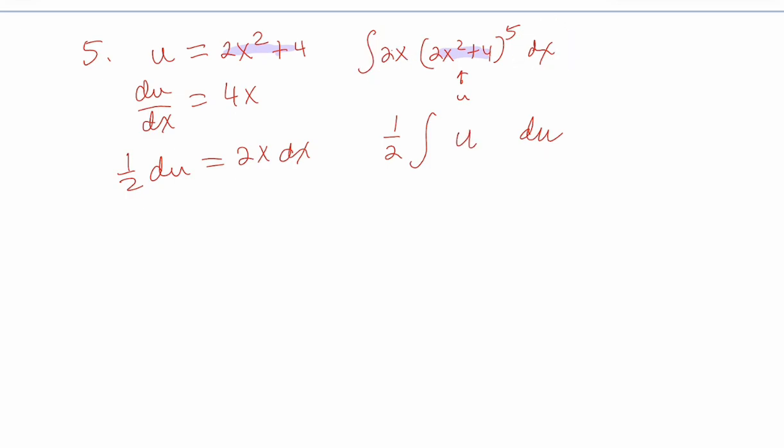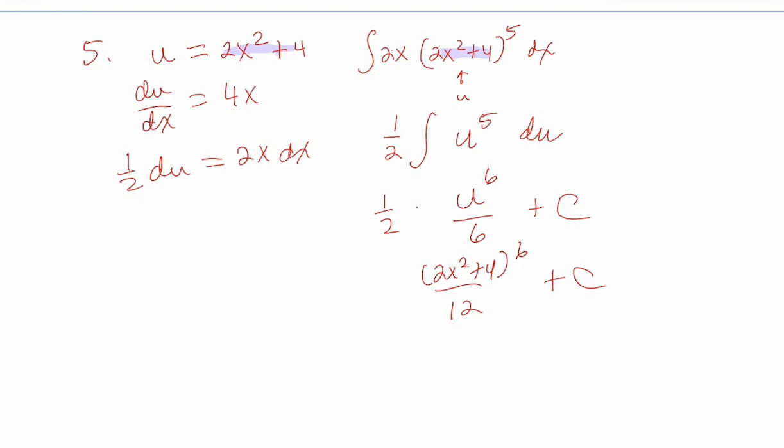And then it would be u to the 5th power. Now, there are no boundaries here, so make sure to put your plus c on your final answer. Now, our power is going to go up by 1. We're going to divide by that new power, plus c. Now, your answer is not complete until the x's go back in. Remember, u was equal to 2x squared plus 4. So we can take the 1/2 times this, the 6 that's there, and let's just put that over 12. And then it's going to be that u value, 2x squared plus 4 to the 6th power plus c.